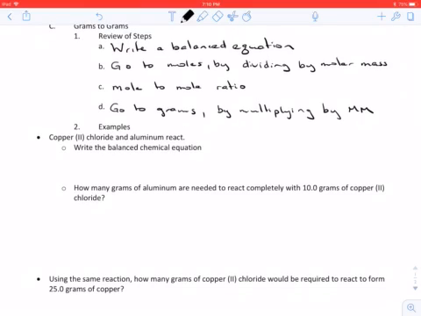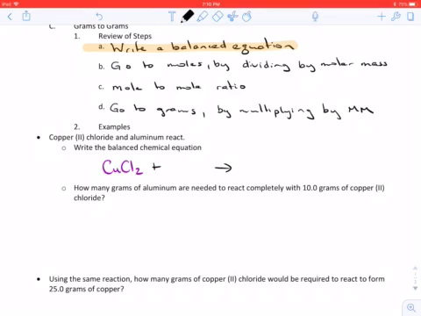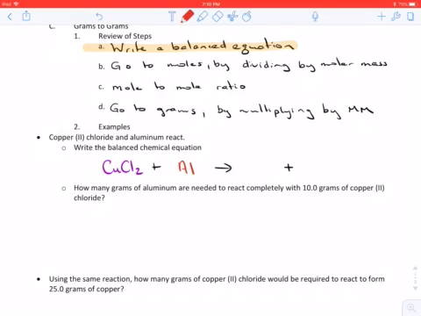So what it says is copper 2 chloride and aluminum react. So our first step is to write our balanced chemical equation. So we're going to do that. I'm going to use different colors here to represent substances. So we got CuCl2. We've got plus, and then we'll put a plus here. So aluminum is another substance, so we're going to put aluminum.